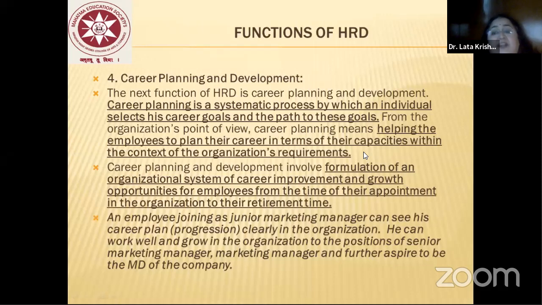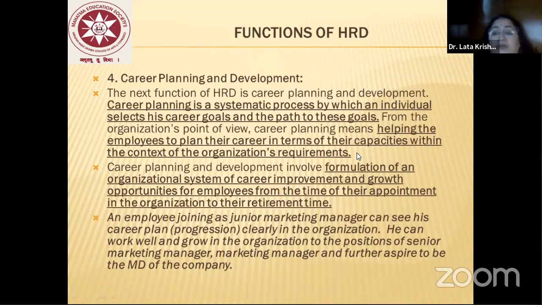So if he's trained continuously and if he is given new knowledge, then he is motivated to work hard. And when he performs well, he will be promoted. And therefore, he is moving ahead on his career path. From the organization's point of view, career planning means helping employees to plan their career in terms of their capabilities within the context of the organization requirements. So obviously, the HRD is always looking at people growing within the organization.